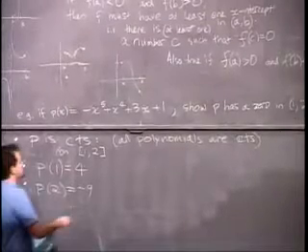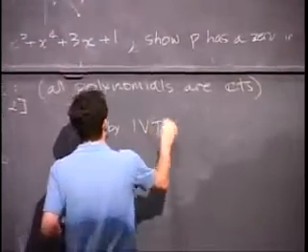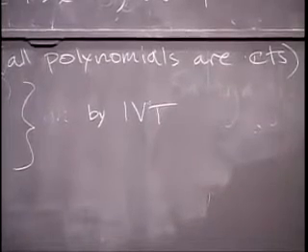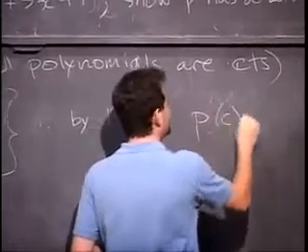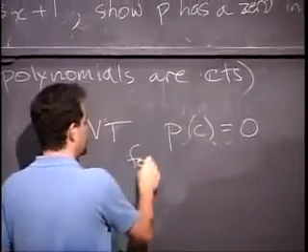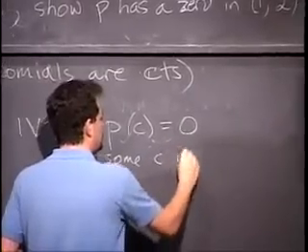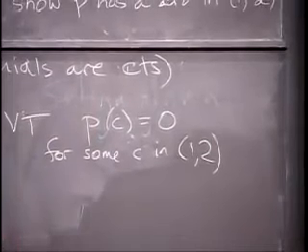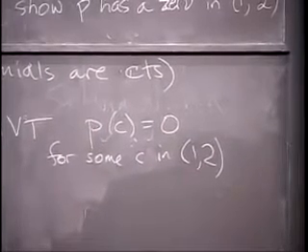So the conclusion is, therefore, by the intermediate value theorem, so you notice that p of 1 is positive, p of 2 is negative, so by the intermediate value theorem, p of c equals 0 for some c in 1, 2. So it's just a direct application of that theorem. Not very hard at all.